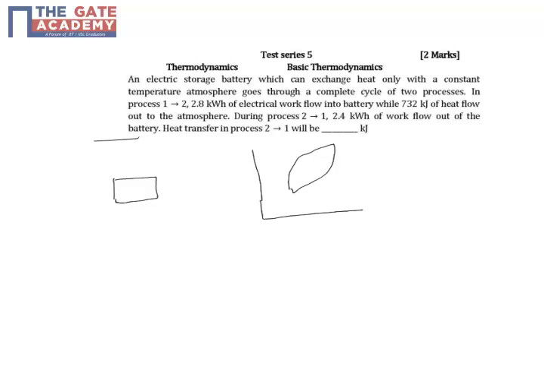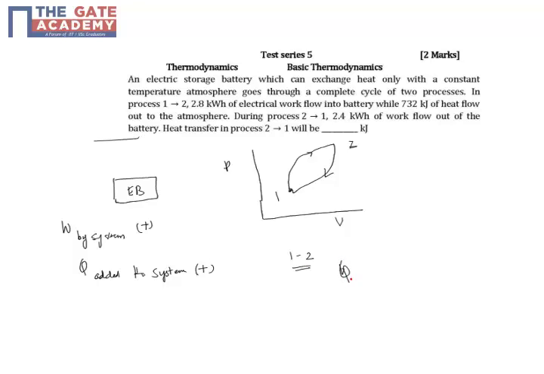So let's just draw this arbitrary process 1, 2, and something like this. Okay. Now, this is our electrical battery. So remember that work done by the system is positive and heat added to the system is positive. So going by this sign convention, we consider process 1 to 2.